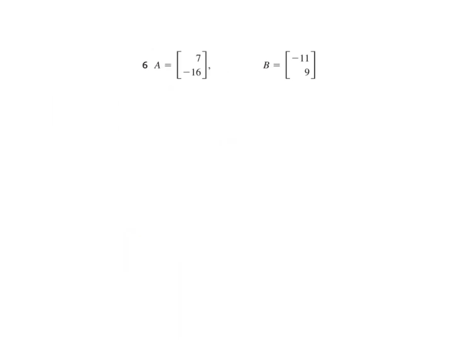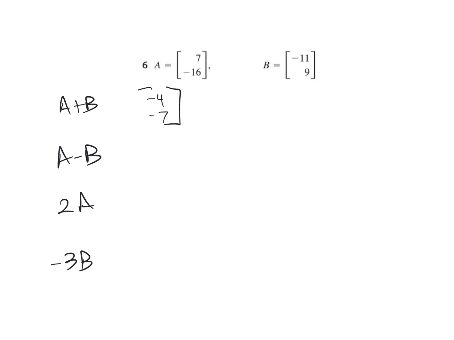So 6, we're doing the same thing. A plus B, A minus B, 2A, and negative 3B. So A plus B. 7 plus negative 11 is negative 4. Negative 16 plus 9 is negative 7. So we have a 2 by 1 and a 2 by 1. Remember, adding and subtracting have to be the exact same size. And you end with the exact same thing, a 2 by 1. So just pointing that out again.